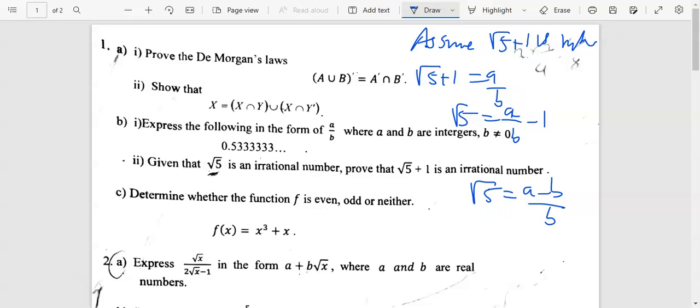What does this mean? This means that on the left hand side, you can see root 5, that is irrational. The right hand side, you can see we have got a rational number. And we clearly know that a rational number cannot be equal to an irrational number. So what have we done? That violates our assumption which we made at the beginning. So we're going to say, since the right hand side is rational but the left hand side is irrational, that violates our assumption, they are not equal. Therefore, root 5 plus 1 is irrational. Is that okay?